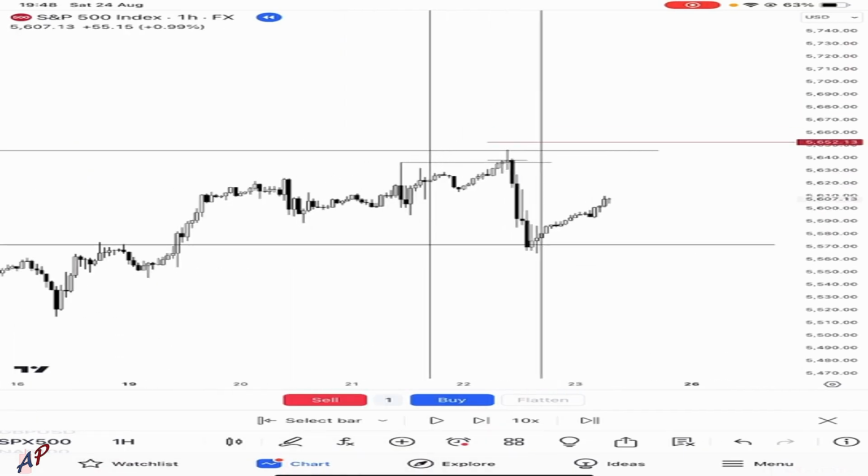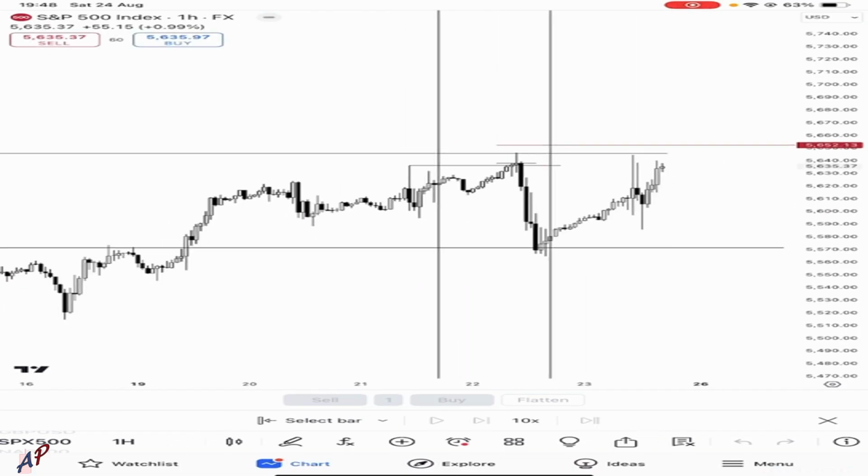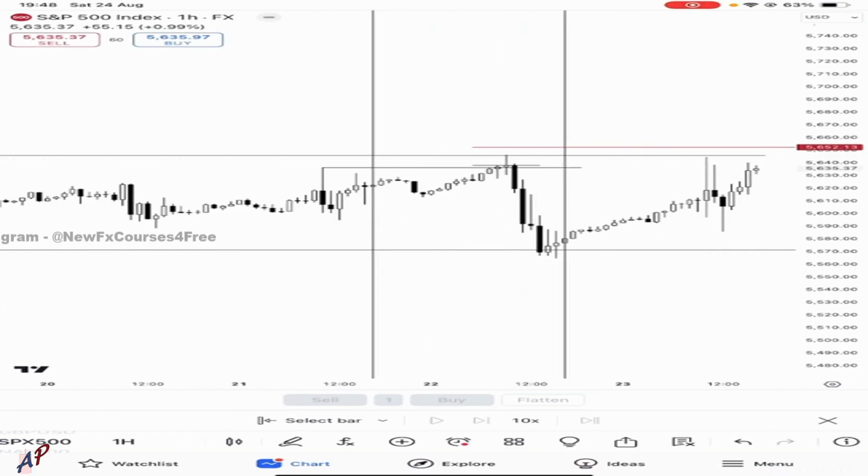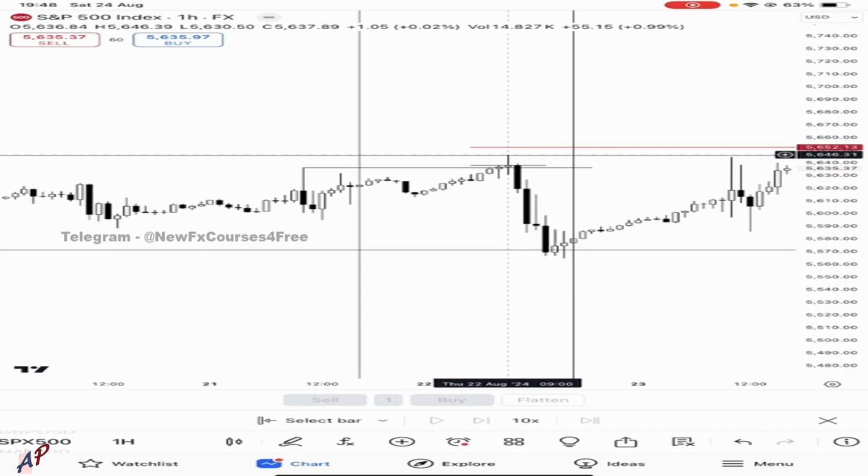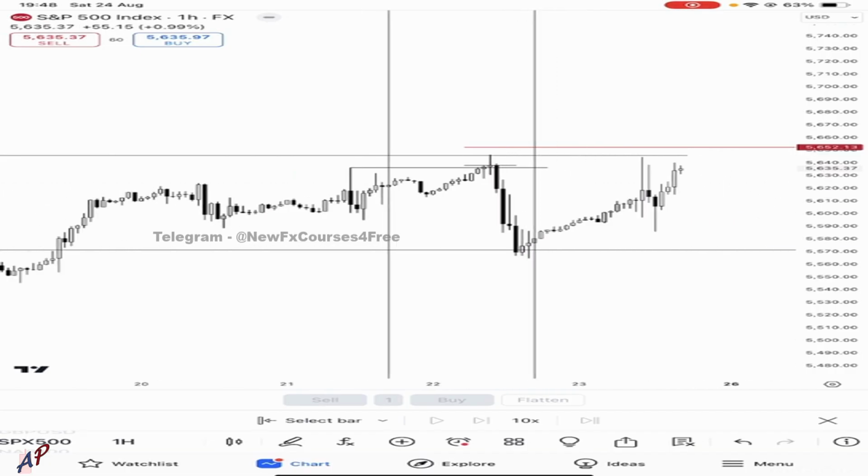Look. Let's go to the 30 minute, also the hourly. The market turned on itself until, so perfect entry and perfect exit.